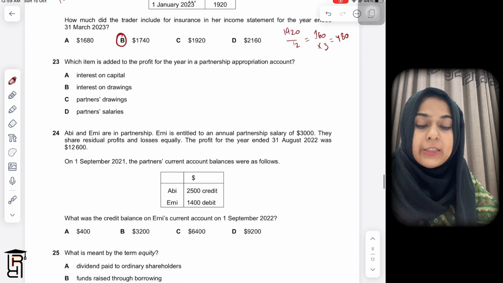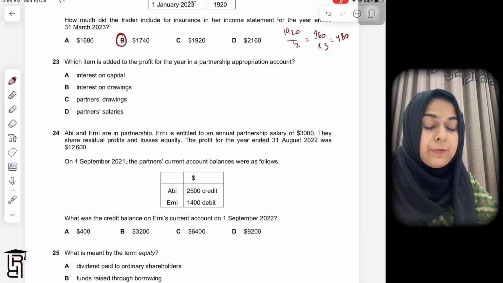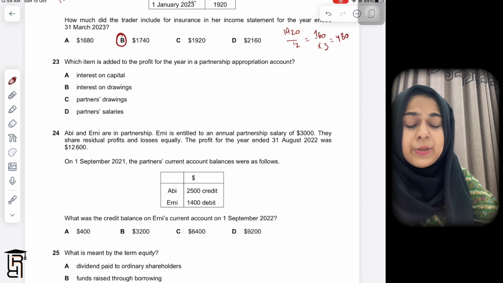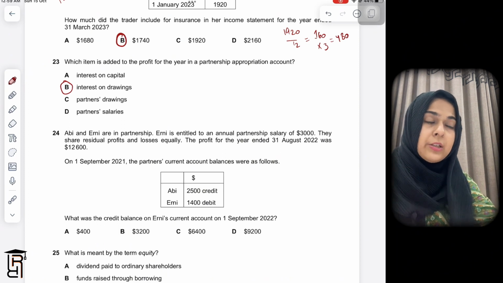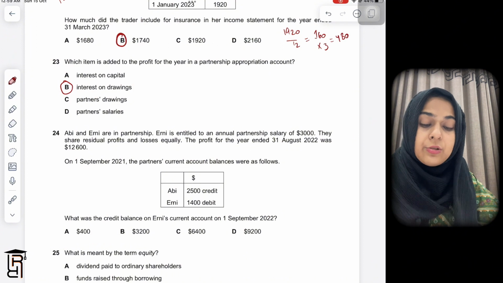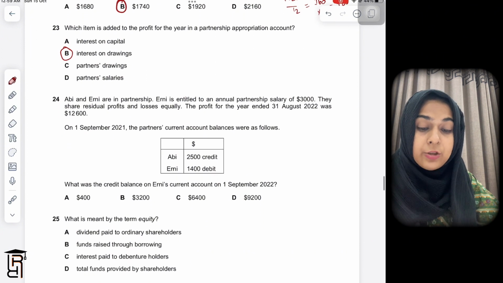Okay, question number 23. Which item is added to the profit for the year in the partnership appropriation account? If you remember the format of the partnership appropriation account, this should not be a problem. This is a direct answer B. When you start with profit for the year, then you add interest on drawings, and then you subtract interest on capital, subtract partner's salary, and then you divide the profit share. So interest on drawings is added to the profit for the year in the partnership appropriation account.